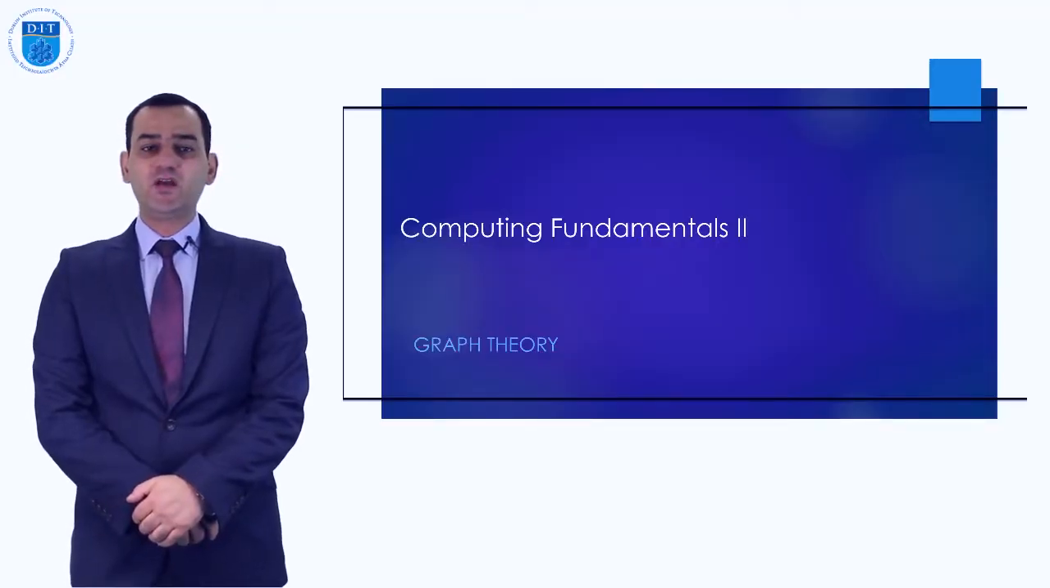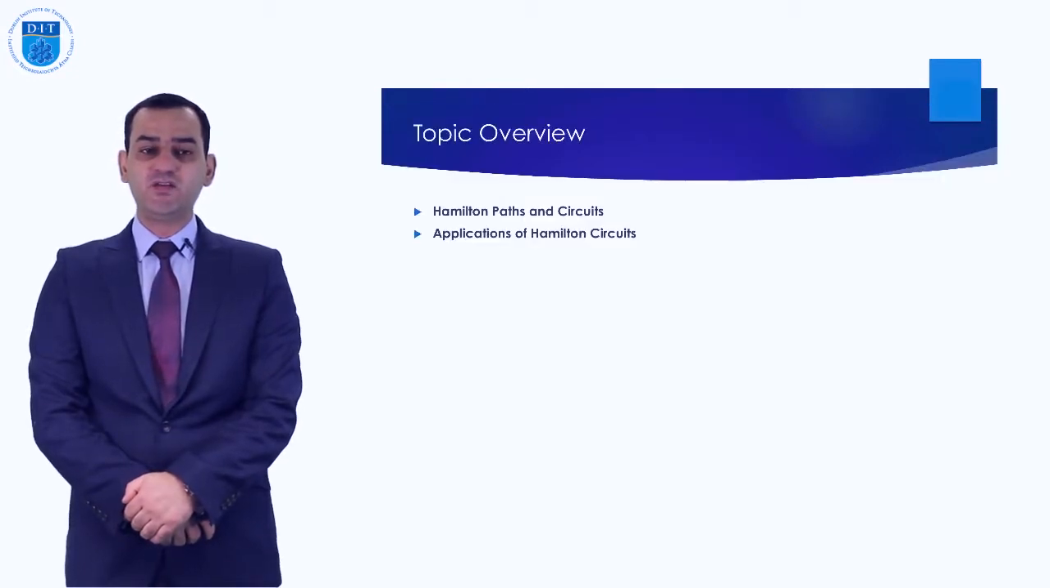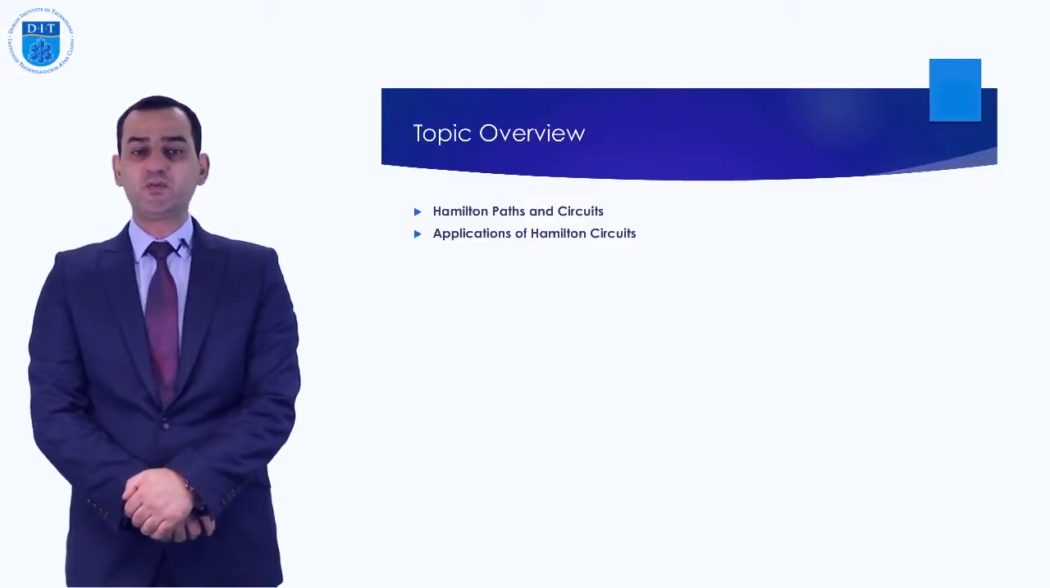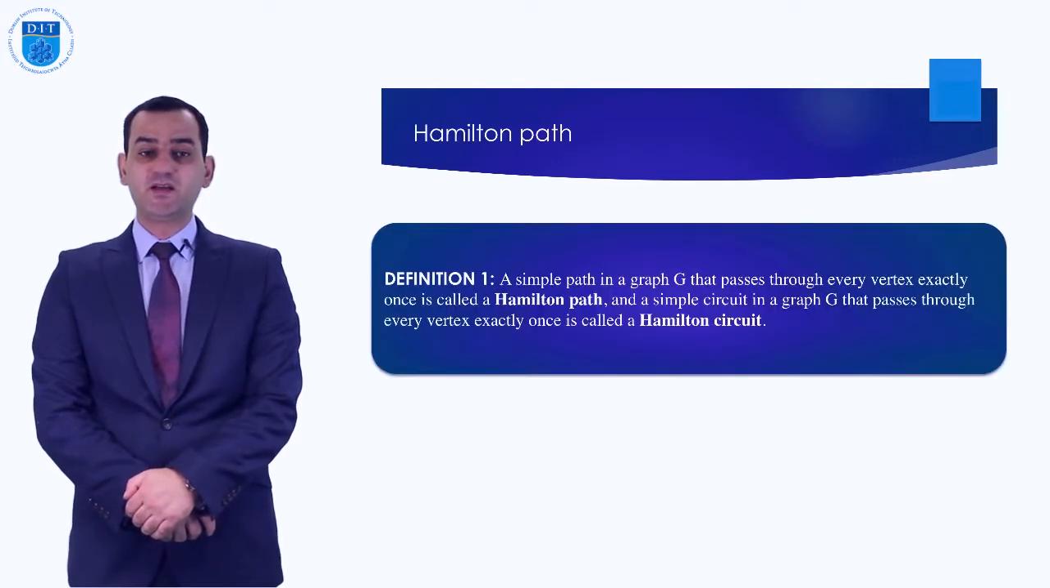In the last video, we discussed the conditions we need to know to identify Euler paths and circuits. In this video, we will focus on Hamilton paths and circuits, and we will take some examples so we can understand such a difficult problem. So first, let us take a definition.